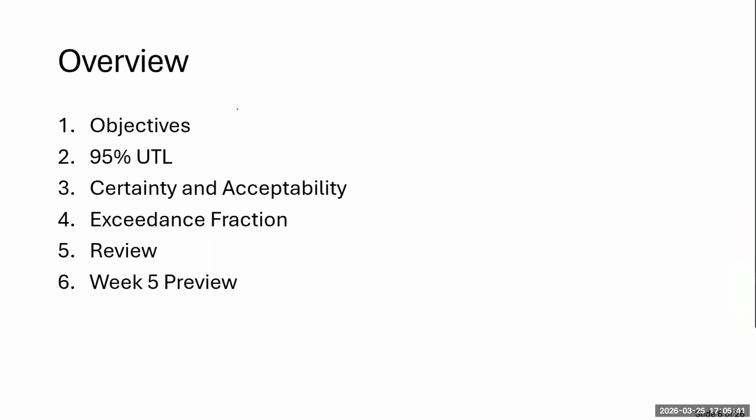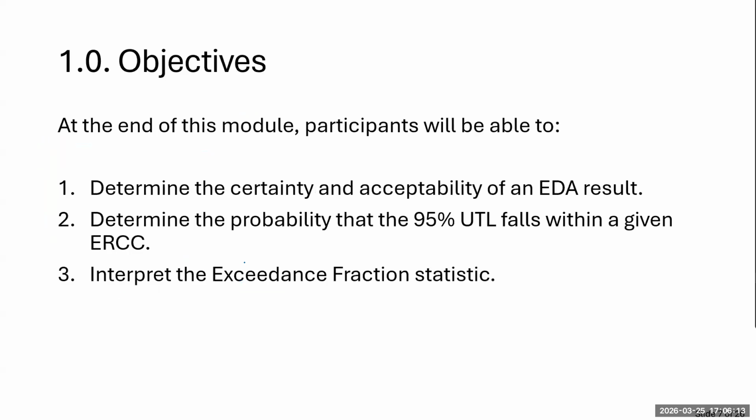So, to cover our objectives for today, we'll look at the 95% UTL. We're going to talk about our interpretation of these 3 things, and then we'll review. In our review, we're going to discuss what my recommendation is for reporting. What should you report and how should you report it? Just some of my thoughts. I don't have the exact right answer, but I'll share my opinion because people ask me. And then we'll do a quick preview for week 5.